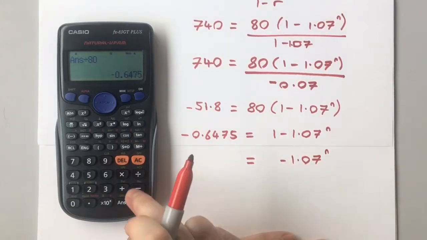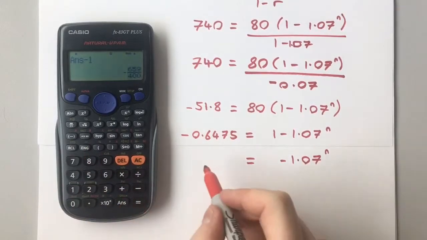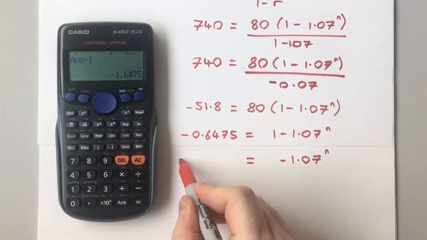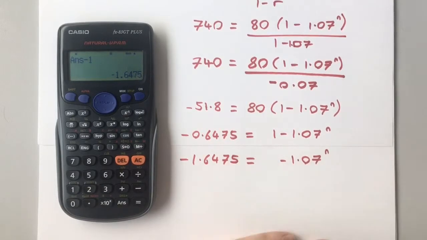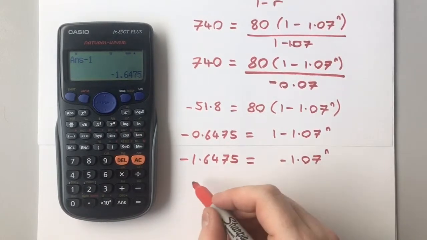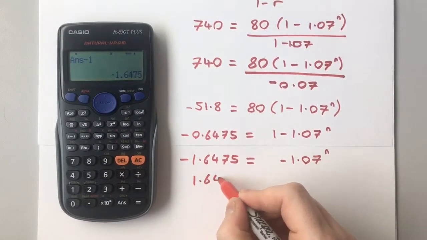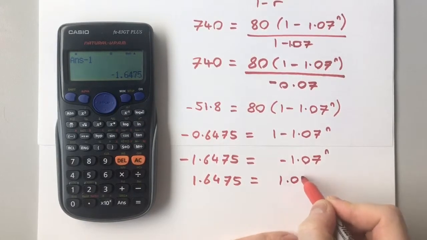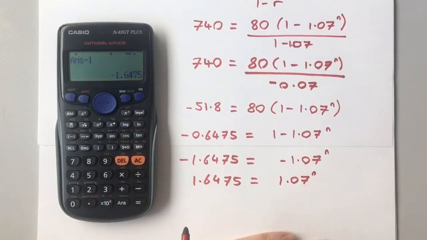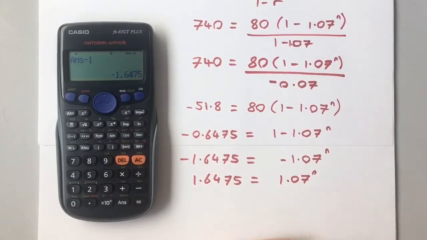If I subtract 1 here, I've got minus 1.6475. This is negative, and this is negative, so I'm going to simplify things. They're both positive. I could have achieved that by multiplying both sides by negative 1.